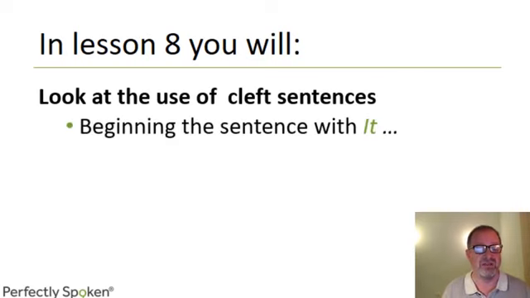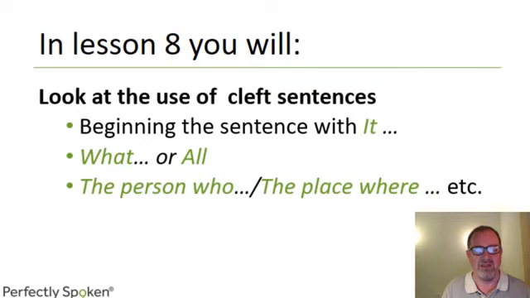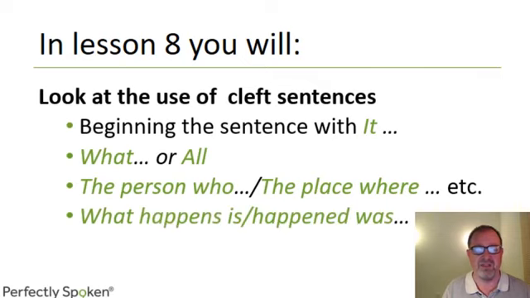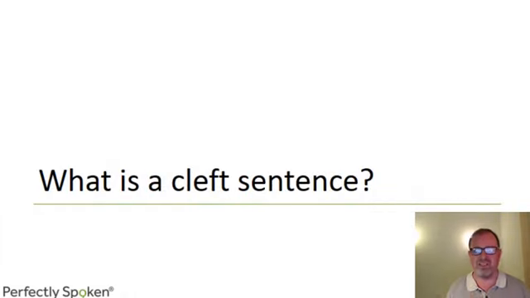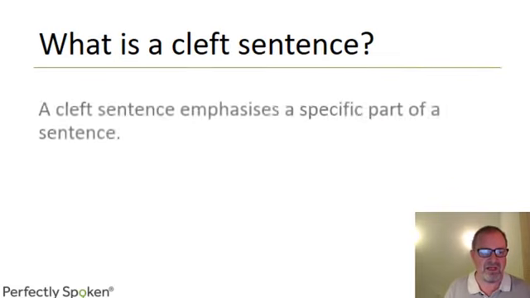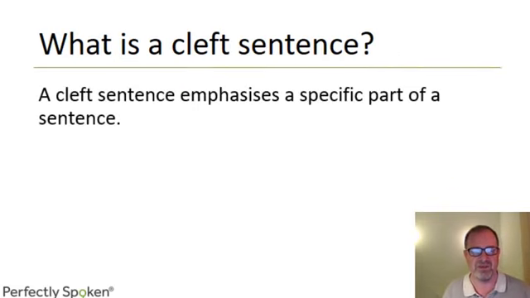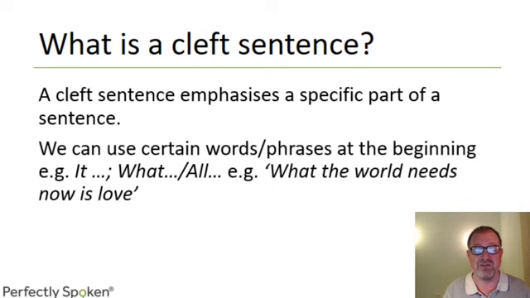Okay, so we'll be beginning the sentence with it, using question words like what, where, when, or all, which is obviously not a question word. The person who, the place where, the reason why, and so on. And what happens is, or what happened was. So first of all, what is a cleft sentence? A cleft sentence emphasizes a specific part of a sentence. We can use certain words or phrases at the beginning, as I mentioned: it, what, where, when, all.